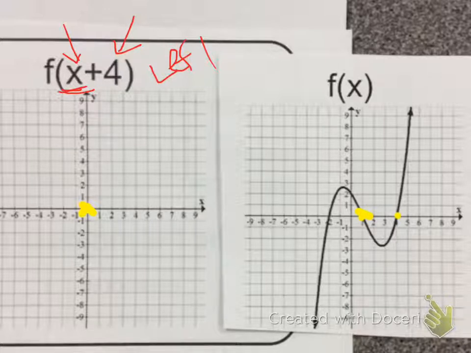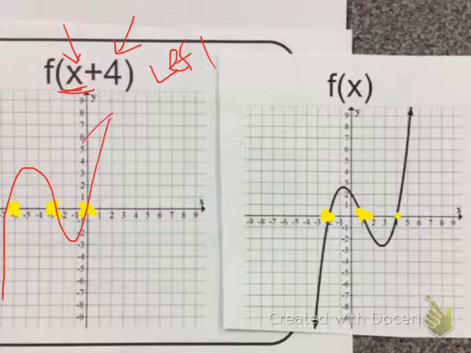Instead of crossing there at 1, I'm going to move it 4 units to the left, and it's going to cross at -3. And instead of crossing here at -2, I'm going to move it 4 units to the left, and it's going to cross at -6. And then today, just because we're sketching, I'm going to sketch my graph through that real quickly. I'm not going to be super perfect, but it's going to show me an approximate area of where my new graph would be. So again, if it's plus inside the parentheses, that's going to be a movement to the left.